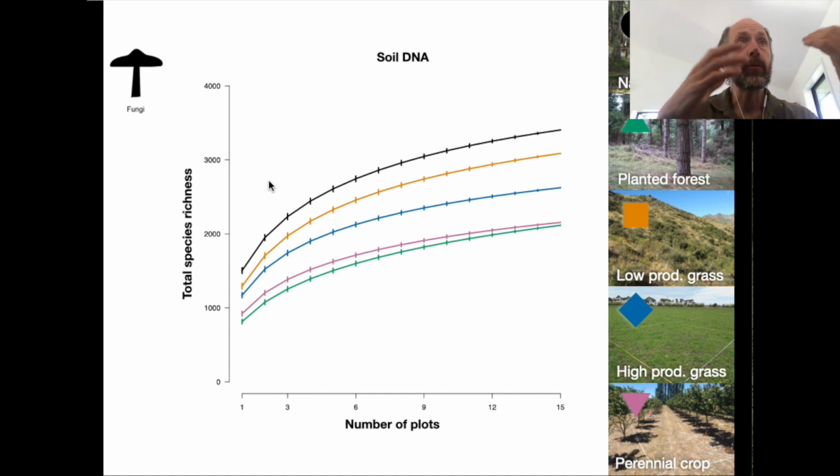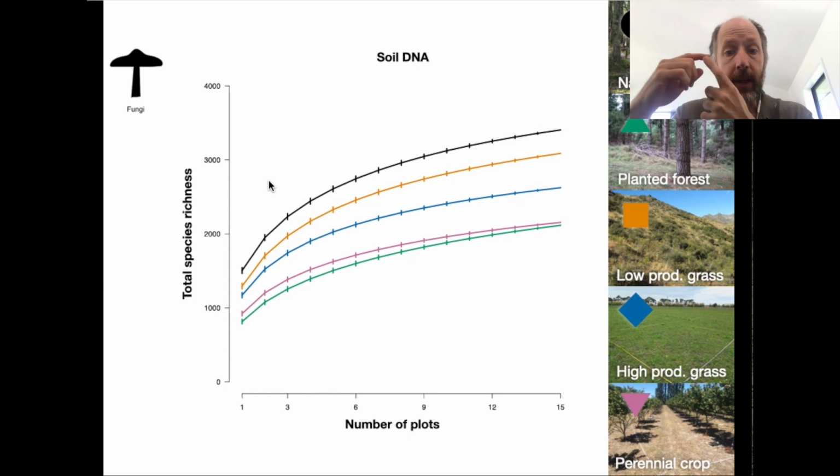And you can right away from this read not only the difference among the different land uses, but also their average species richness per plot, because that's what you get on the left-hand side, and their total species richness on the right-hand side of the plot, and look at those differences.